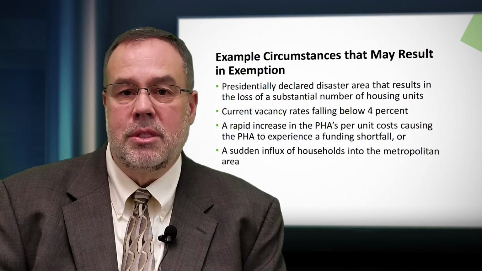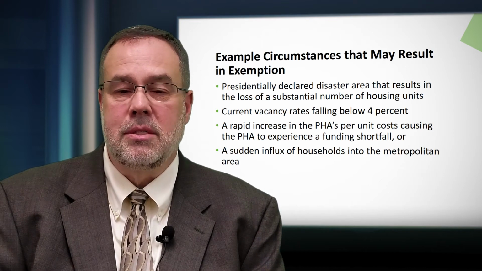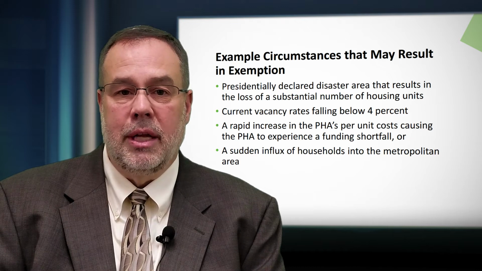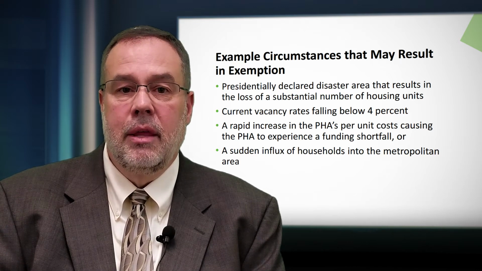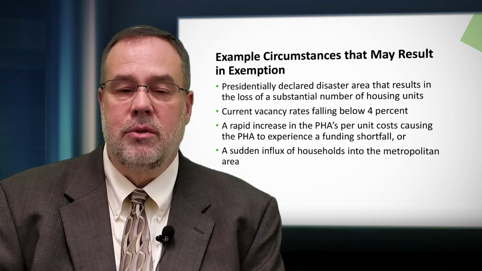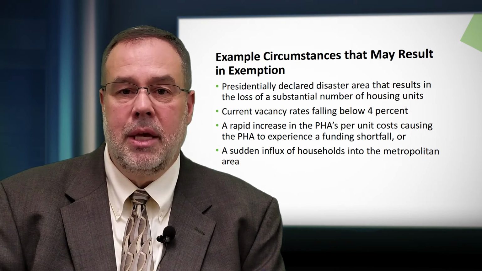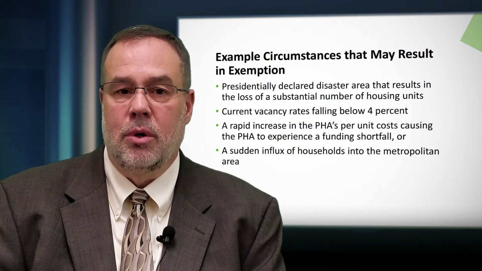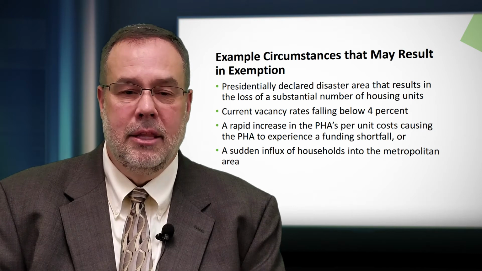The following are some examples of actions or conditions that may serve as the basis for suspension or temporary exemption from small area FMRs. A presidentially declared disaster area that results in the loss of a substantial number of housing units. Vacancy rates falling below 4%. A rapid increase in the PHA's per unit costs, causing the PHA to experience a funding shortfall, or a sudden influx of households in the metropolitan area.